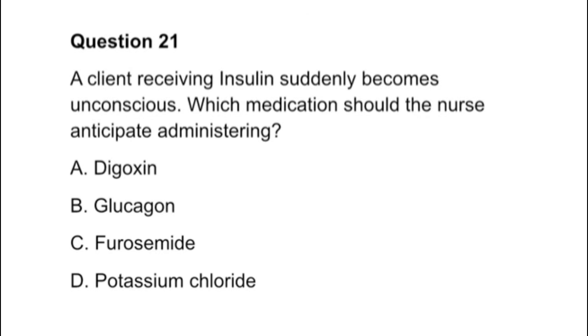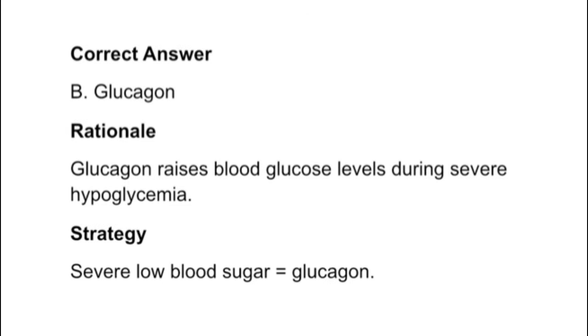Question 21. A client receiving insulin suddenly becomes unconscious. Which medication should the nurse anticipate administering? A. Digoxin. B. Glucagon. C. Furosemide. D. Potassium chloride. Correct answer. B. Glucagon. Rationale. Glucagon raises blood glucose levels during severe hypoglycemia. Strategy. Severe low blood sugar equals glucagon.